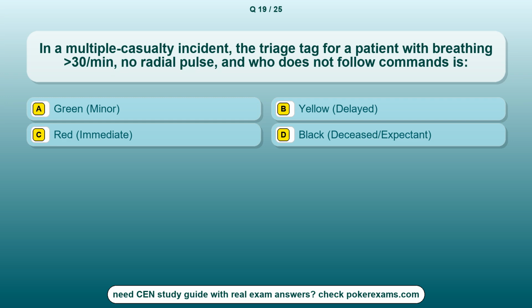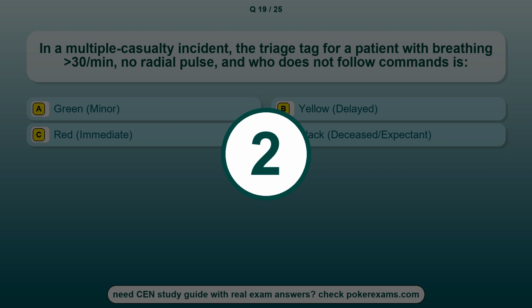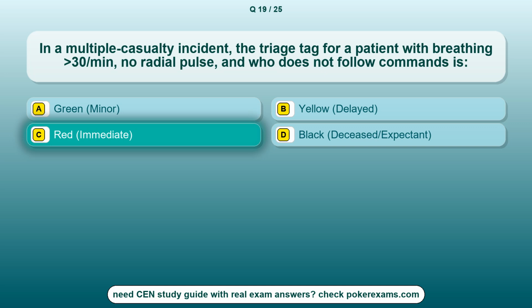Question 19. In a multiple casualty incident, the triage tag for a patient with breathing 30 per minute, no radial pulse, and who does not follow commands is option A, green, minor. Option B, yellow, delayed. Option C, red, immediate. Option D, black, deceased/expectant. The correct answer is option C, red, immediate.